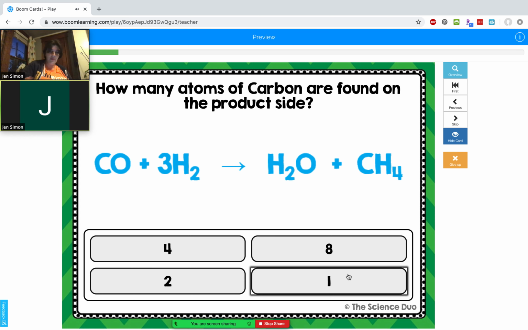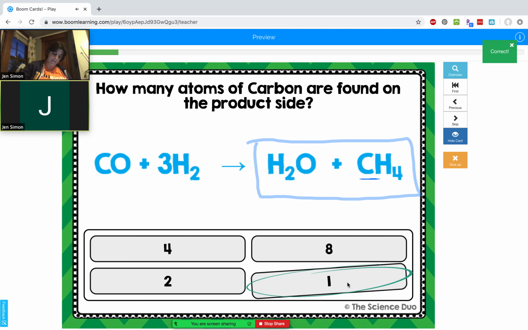For this one, how many atoms of carbon are found on the product side? So products is over here on the right. And we're looking at carbon, which is right here. We have no subscripts and no coefficients. So that means we have just 1 carbon atom.